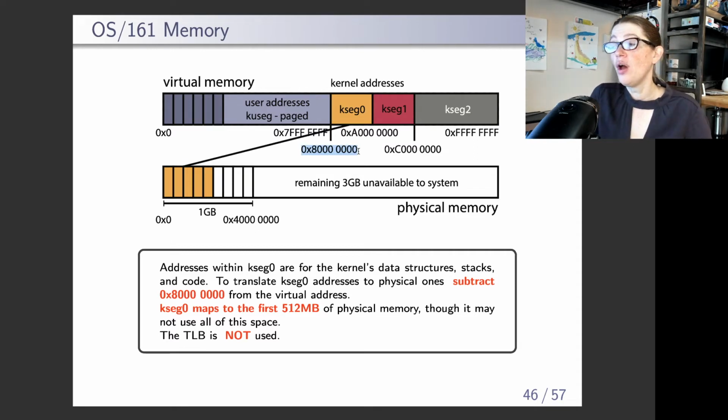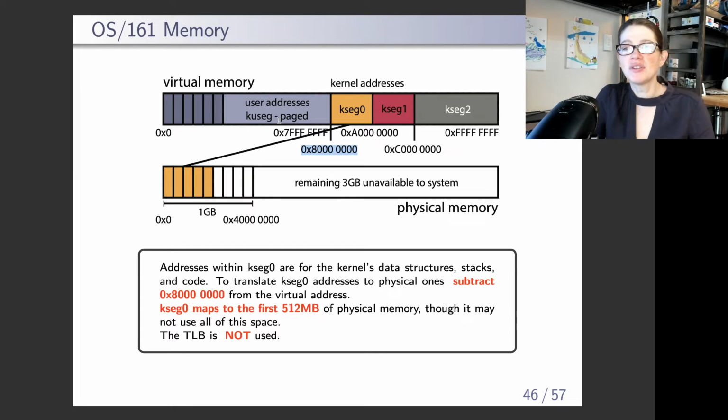And that will take you from virtual to physical, which means that kseg0 technically maps to the first 512 megabytes of physical memory. Now, you might be wondering, does that mean that I only have 512 megabytes left for the user addresses? No, actually it doesn't. When we say that kseg0 maps to the first 512 megabytes of physical memory, we are not saying that we have set aside 512 megabytes for kseg0 in physical memory. We are saying kseg0 can use up to that 512 megabytes, but it doesn't have to.